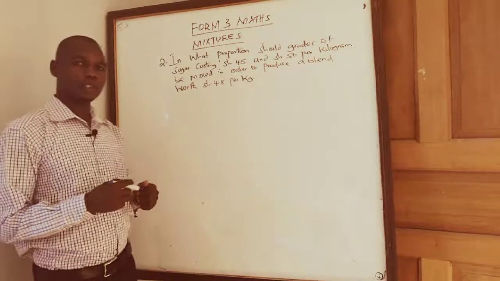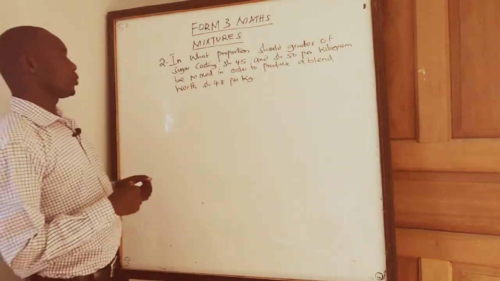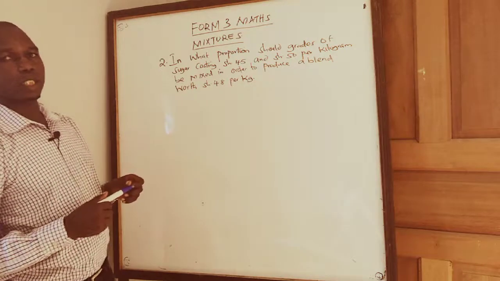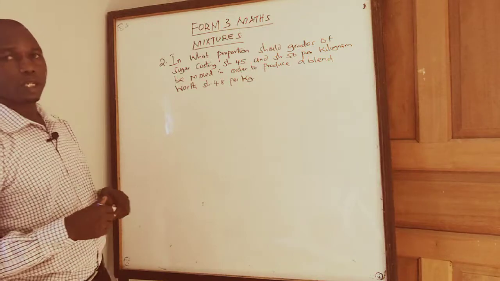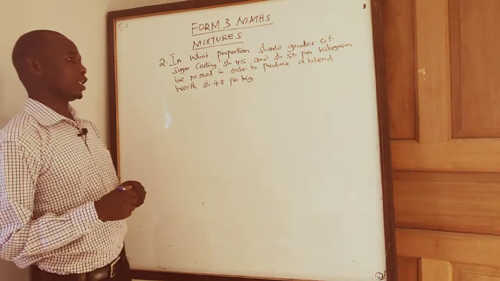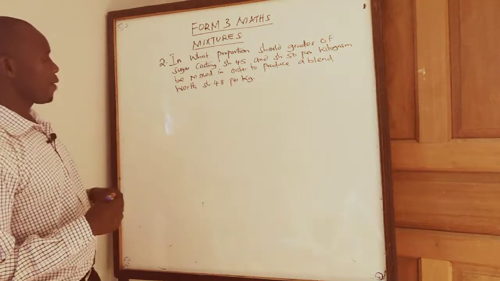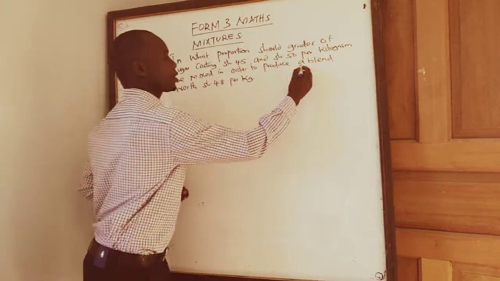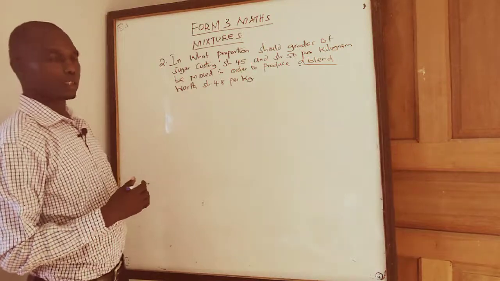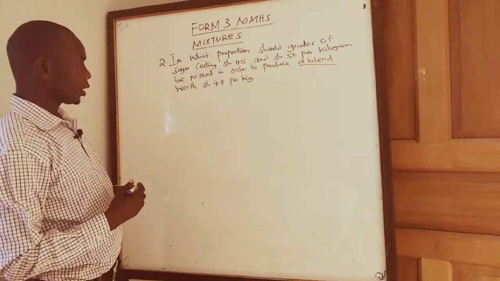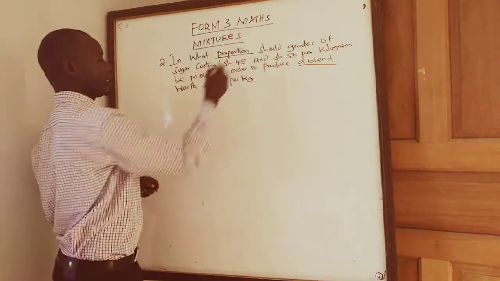Going to our question number 2. In what proportion? A proportion is a ratio. So in what ratio should grades of sugar costing 45 shillings and 50 shillings per kilogram be mixed in order to produce a blend that will cost 48 shillings per kilogram? Here we are supposed to find the ratio.